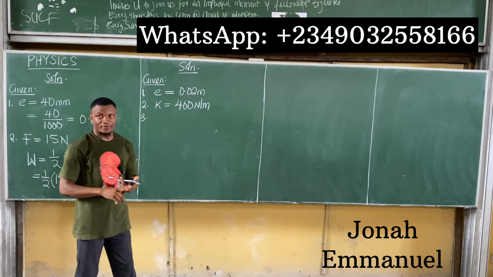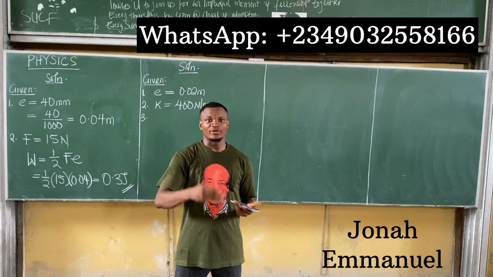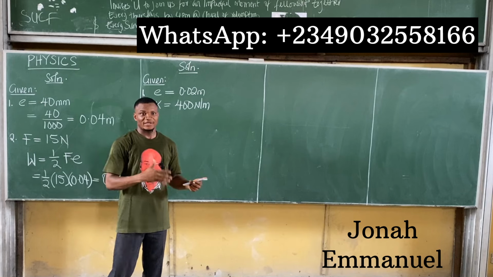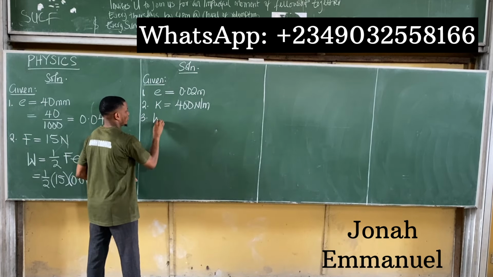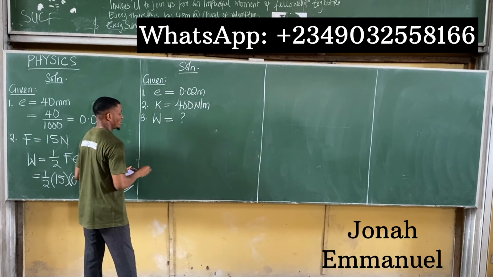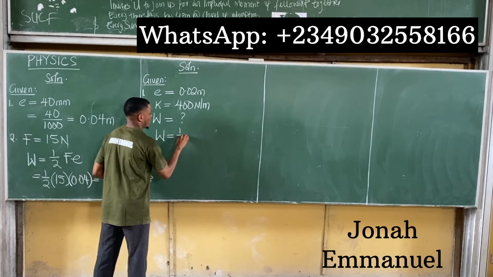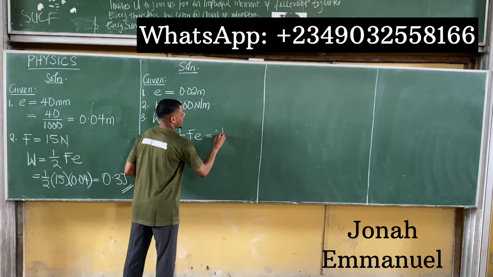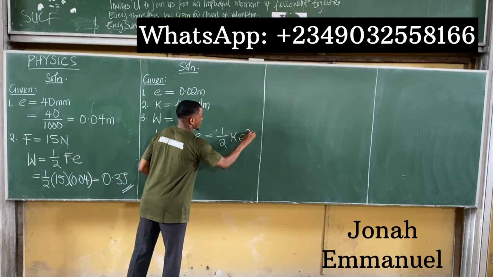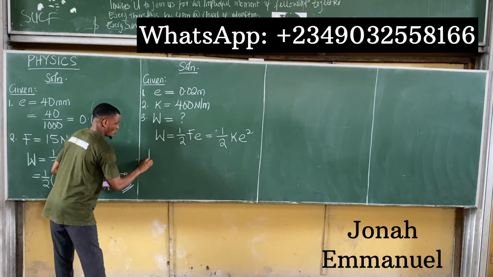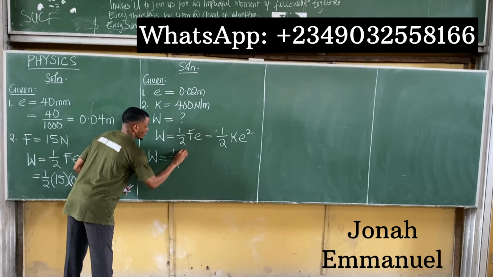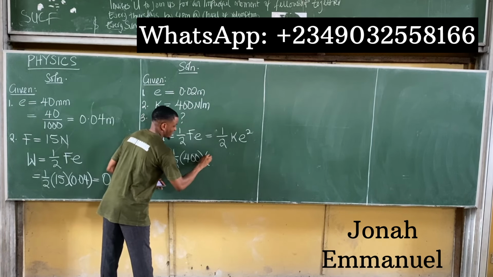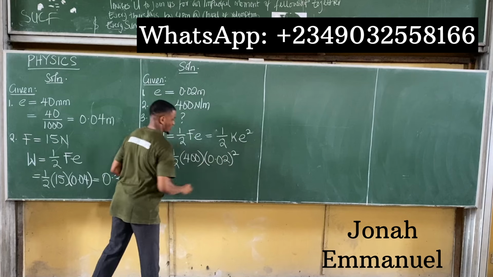So whether it's energy stored in a spring or work done in a spring or elastic potential energy, it's the same thing. All right, so energy stored in a spring is the same as elastic potential energy, which is same as work done, is equal to unknown. Now recall that we said the work done is equal to half Fe. There's no force here. In terms of k and e, we said work done is half k e squared. We have this formula. That means the work done W is equal to half into k. k is about 400 into e is about 0.02 squared.